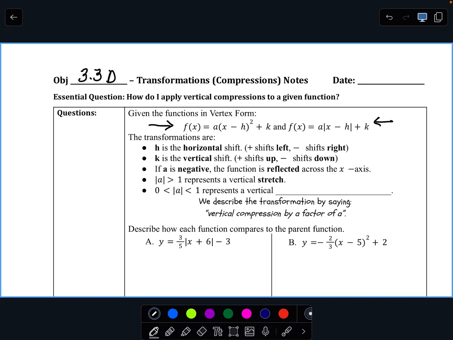If you're dealing with your K in vertex form, it shifts up or down. Positive shifts up, negative shifts down. If A is negative, we learned it's reflected. And we also learned if A is greater than 1, you have what's called a vertical stretch, which means your function will get closer to the y-axis. Okay, so when you have a stretch, it gets closer to the y-axis.